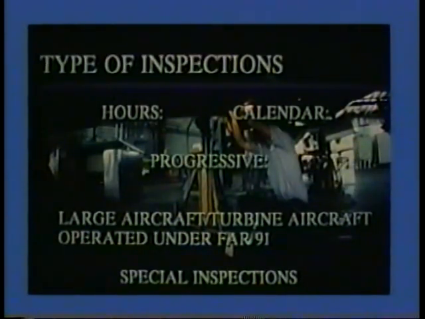There are all kinds of inspections, but the most common are based on hours, as in 50, 100, 150-hour inspections, calendar, as in annual, 6-month, or 18-month inspections, progressive inspection, an annual-type inspection spread over a period of a calendar year, Part 91, large aircraft or turbine aircraft inspections, and special inspections like hard landings, corrosion, fire, or lightning strikes.